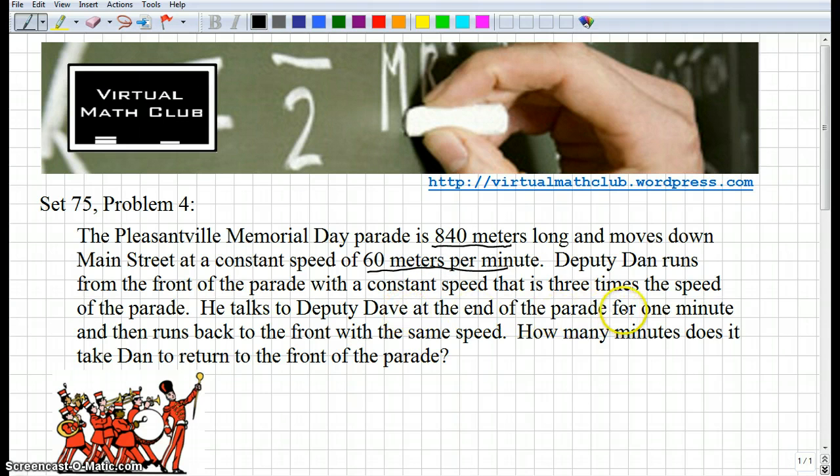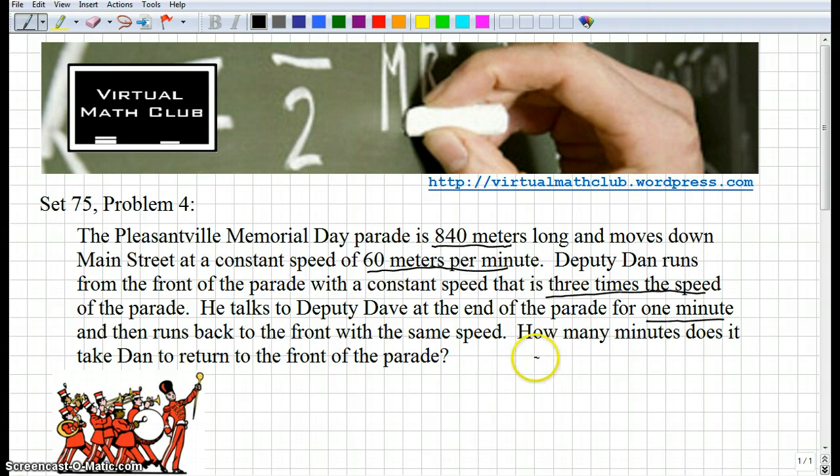And Deputy Dan runs from the front of the parade with a constant speed that is 3 times the speed of the parade. He talks to Deputy Dave at the end of the parade for 1 minute, and then he runs back to the front of the parade at the same speed. Okay, 3 times the speed of the parade. How many minutes does it take Dan to return to the front of the parade?